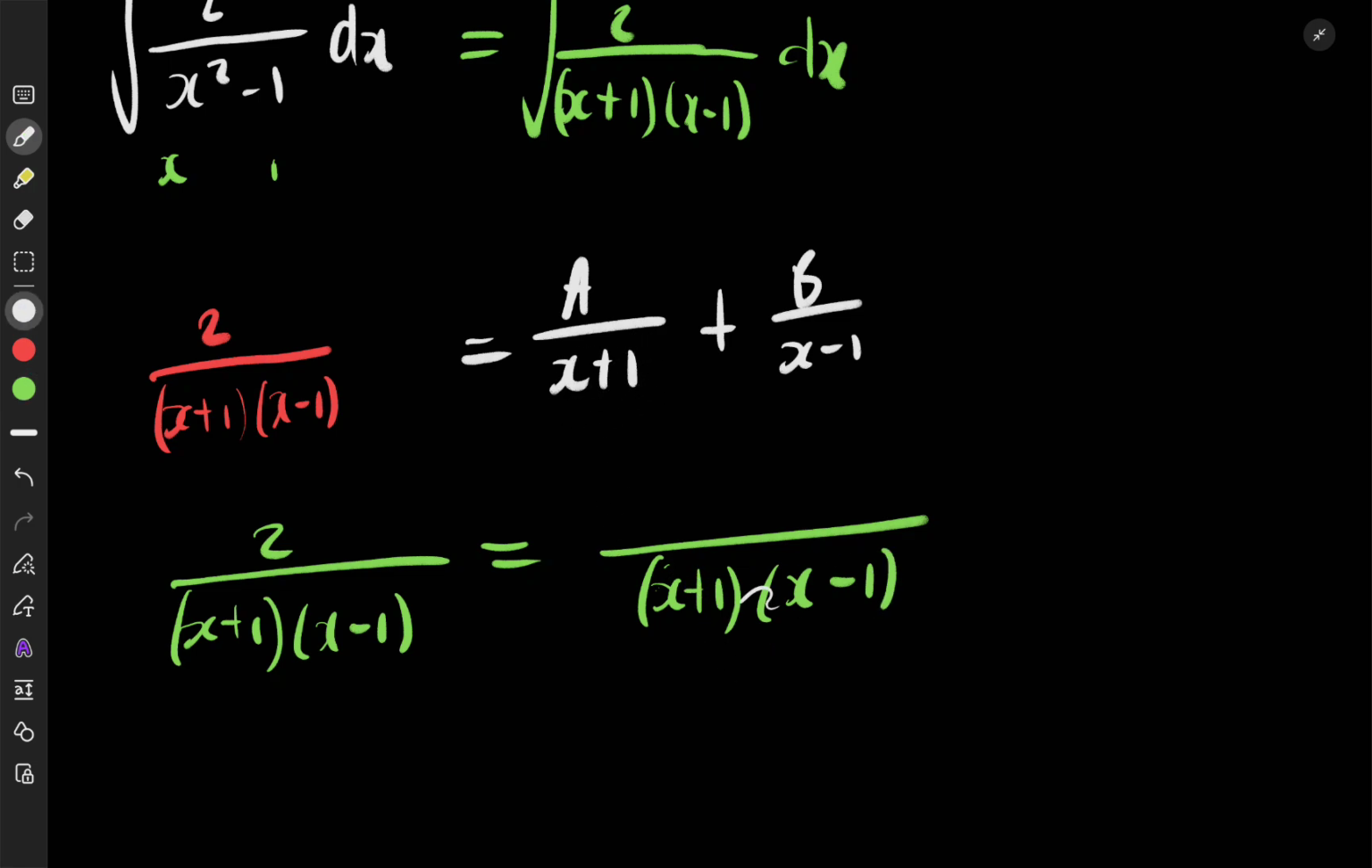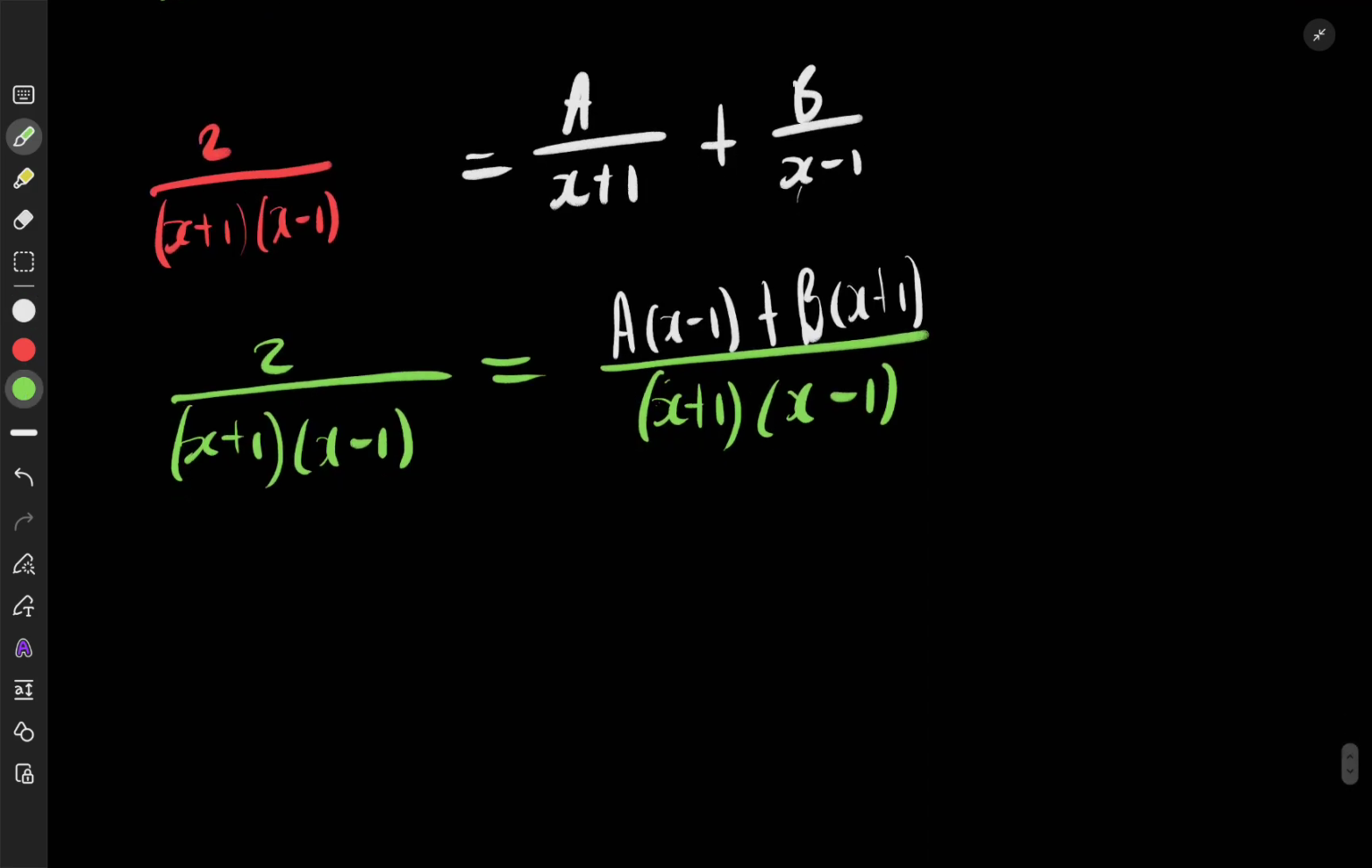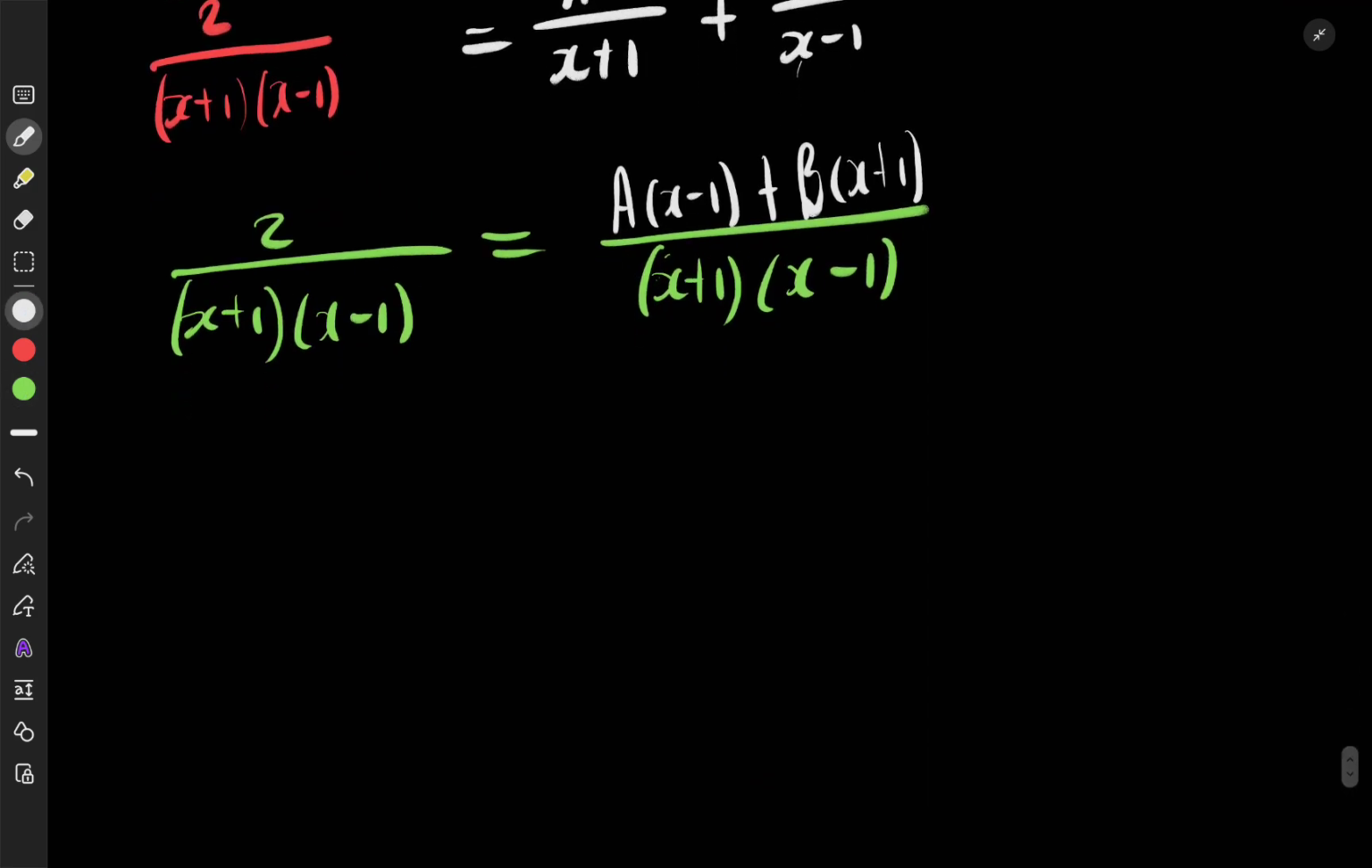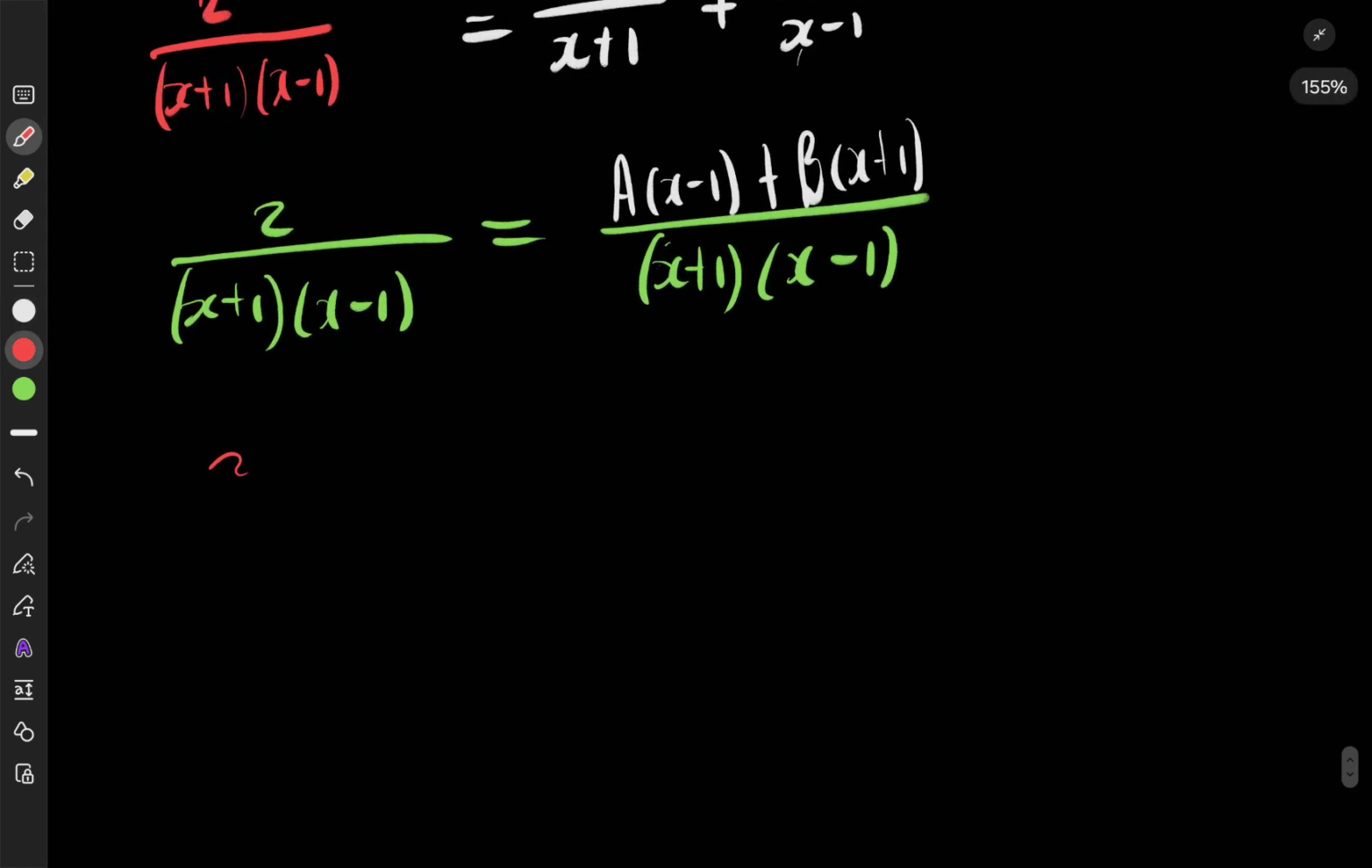I would say x plus 1 into this denominator, it cancels with x plus 1. You remain with x minus 1 to multiply a. So a is multiplying x minus 1. Plus b is over x minus 1, which cancels with x minus 1. You remain with x plus 1 to multiply b. So it's b multiplying x plus 1 like this. Now, what is it going to be? Since I have two fractions now that are equal and their denominators are exactly the same, it means the numerators have to be the same. So 2 is equal to a multiplying x minus 1 plus b multiplying x plus 1.